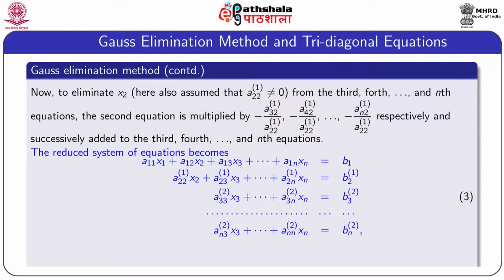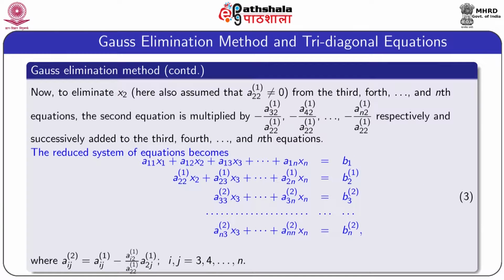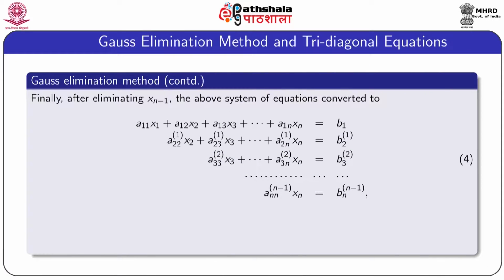Note that here the variable x1 is removed from the second to last equation, and the variable x2 is removed from the third to last equation. And in this process, the coefficients aij^(2) are obtained by this formula, aij^(1) minus ai2^(1)/a22^(1) times a2j^(1), where i and j are equal to 3, 4 up to n. Finally, after eliminating x_{n-1}, the above system of equations is converted to the following form.